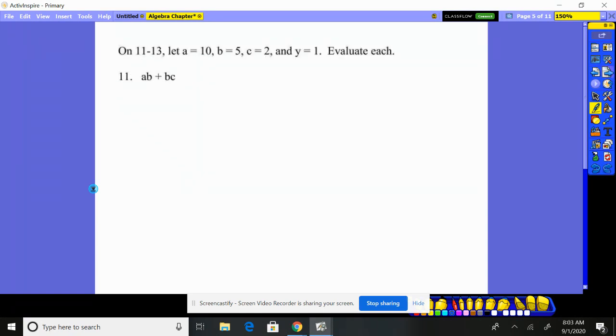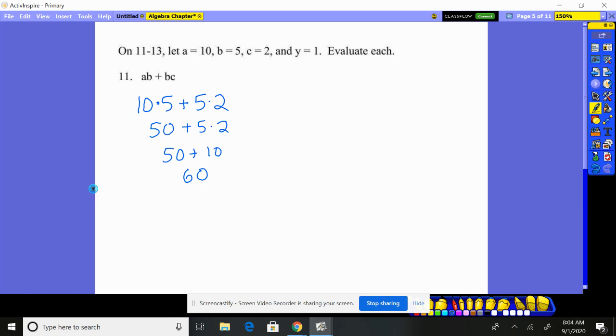All right, number 11. 11 through 13, let A be 10, B 5, C 2, and Y 1. Evaluate each. Okay, so I have A times B. What is A? 10 times what is B? 5 plus B is 5 times what is C? 2. So now just follow the order of operations like we did with the last 3 problems. So I'm going to do this multiplication first. Then I'll do that 5 times 2 multiplication because that's more powerful than addition. And I'll get my answer of 60.